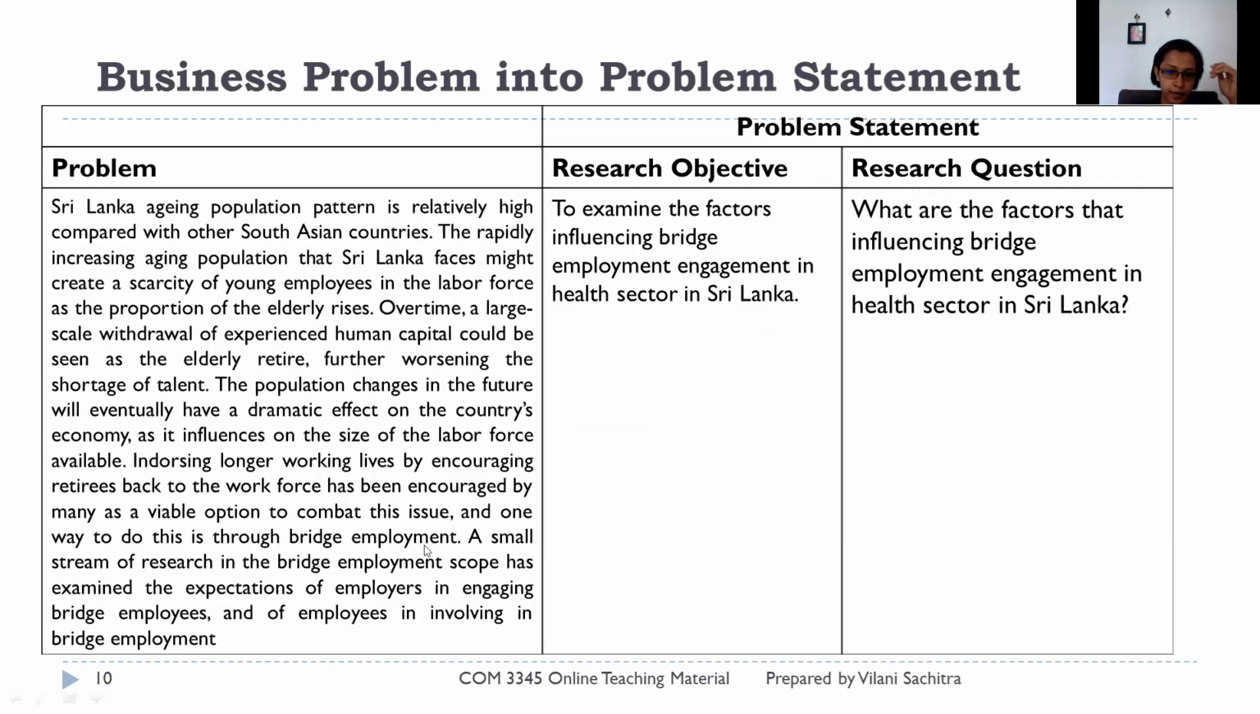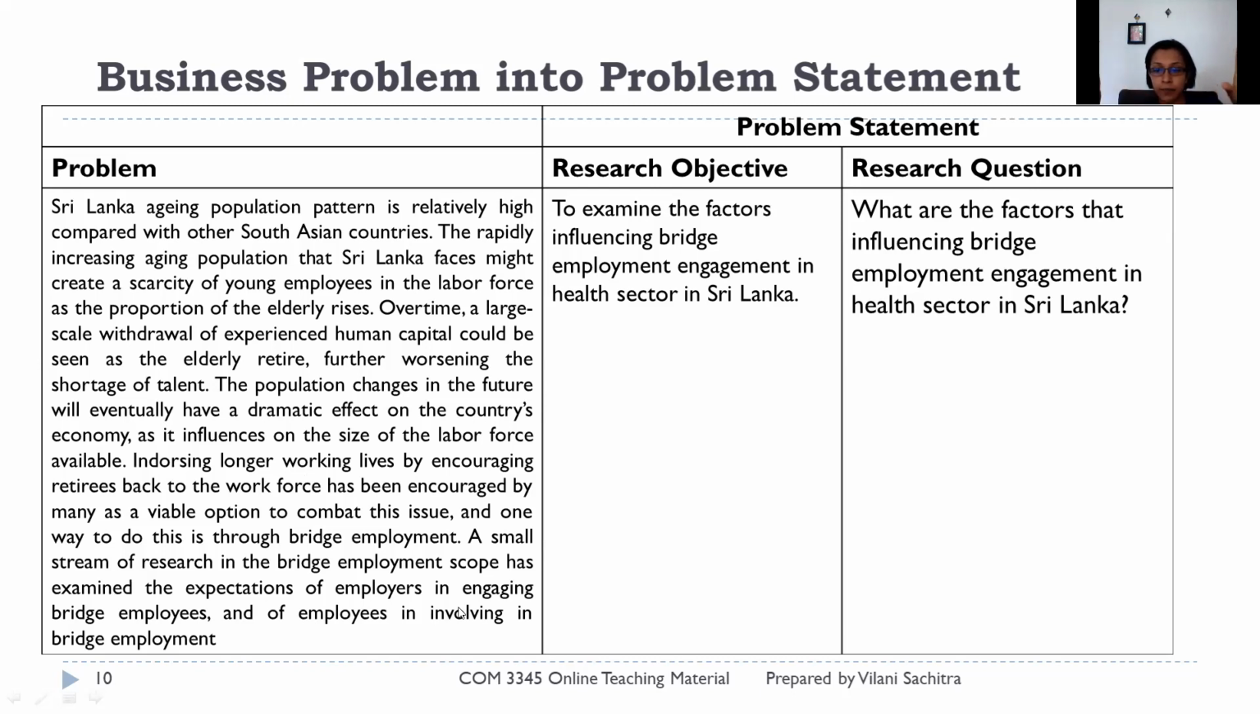Now, this is the example based on the aging population, right? We discussed that example in our previous discussion. I told you that the aging population is becoming a matter of concern for developing countries, and this one specifically focuses on South Asian countries, right? So here the introduction describes the problem like this: Sri Lanka's aging population pattern is relatively high compared with other South Asian countries. You need to give evidence for your statements once you are making that kind of statement, right?